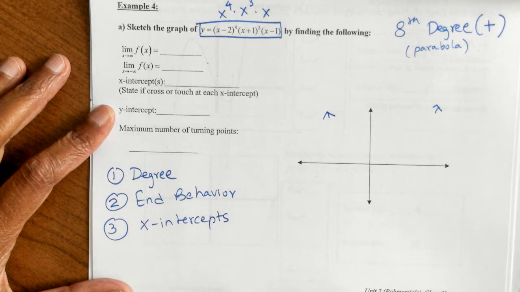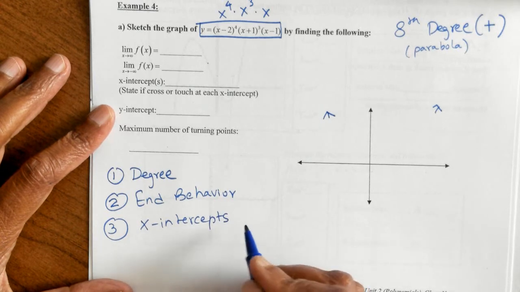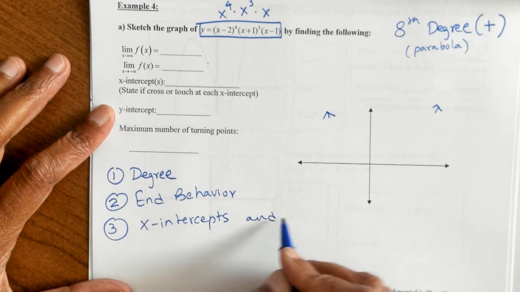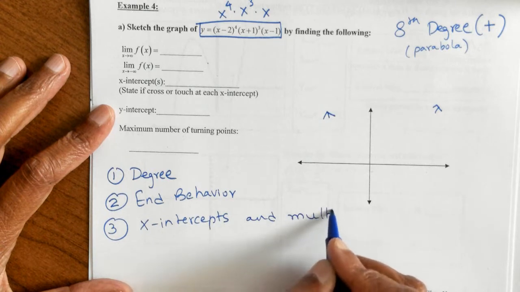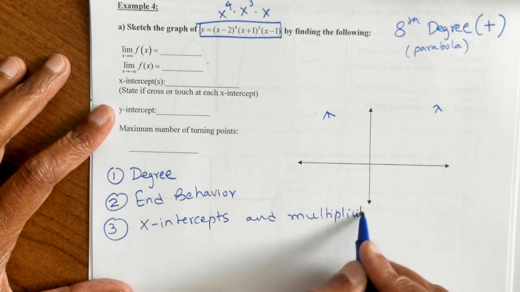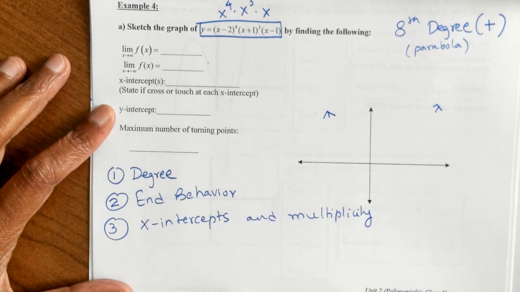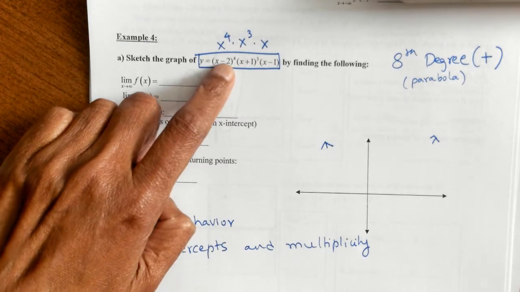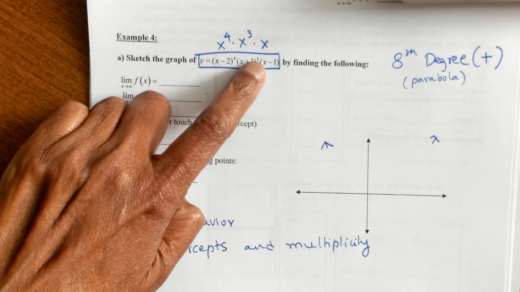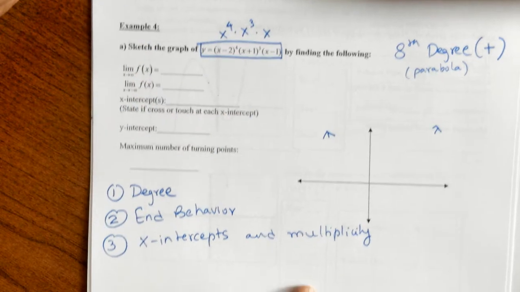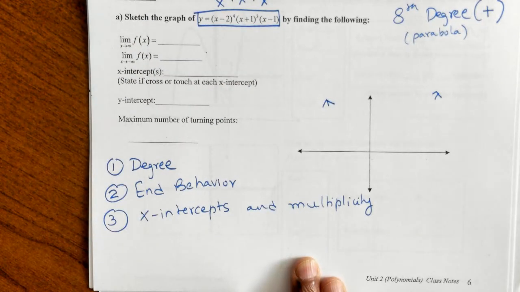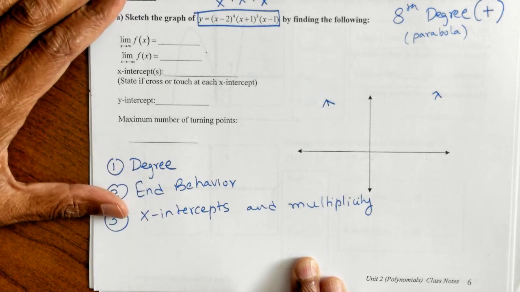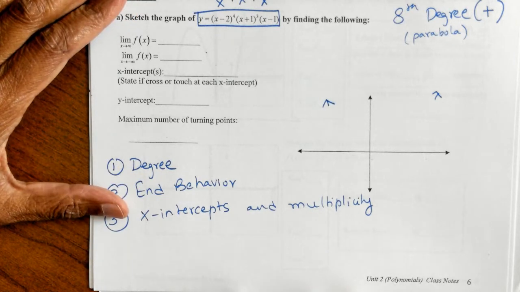Not only do you need to identify the x-intercepts, you also need to know the multiplicity. And we talked about the multiplicity. Multiplicity is how many times each factor occurs. So, for example, the first one occurs 4 times because it's to the power 4, then cubic, and the first power. And that helps us decide how it's going to behave at that particular intercept. And we'll come to that.